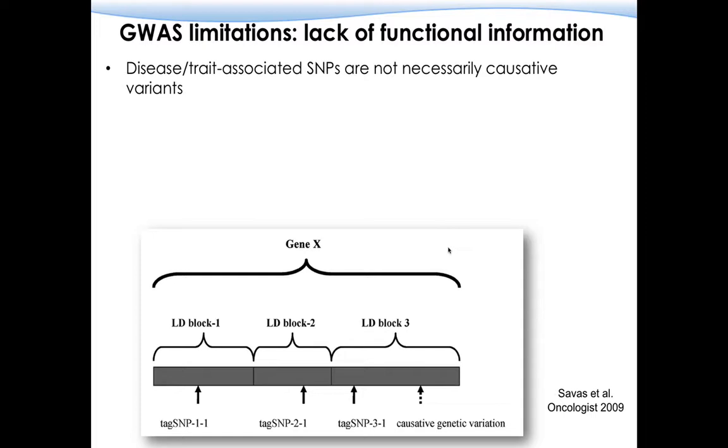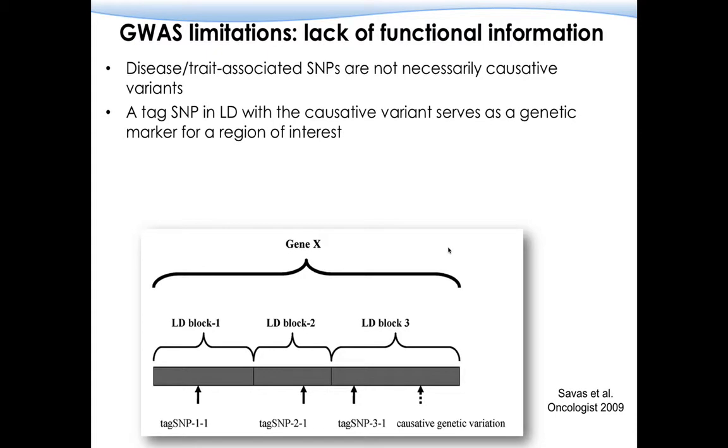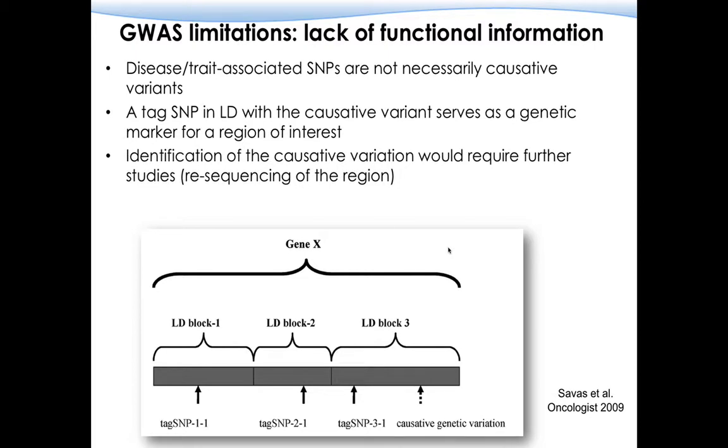That's why sometimes when we identify SNPs and say they are associated with the phenotype, it could be that some of the other SNPs within the same linkage block are actually causing the disease. This particular SNP is only a tag SNP in LD with the causative variants, serving as a genetic marker for a region of interest. Identification of causative variants would require further studies, for example, resequencing the entire region.